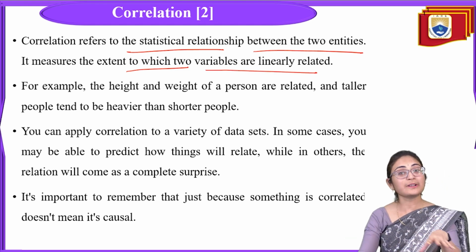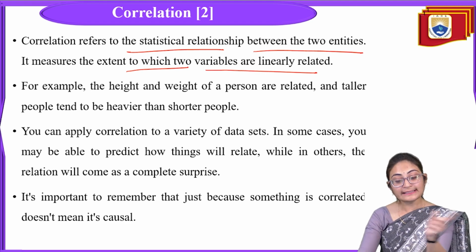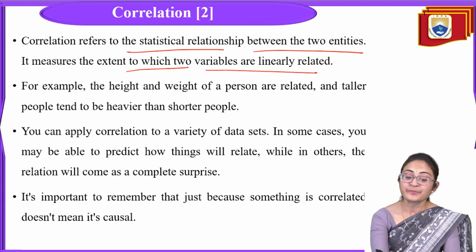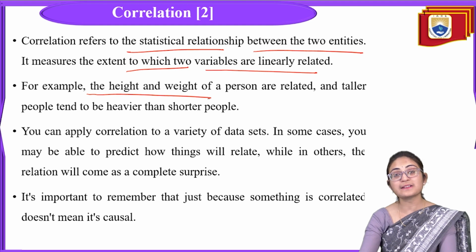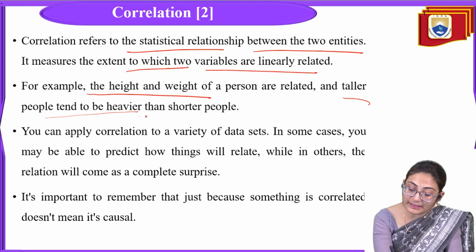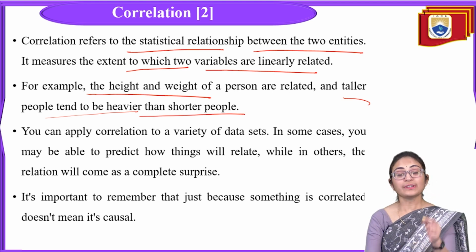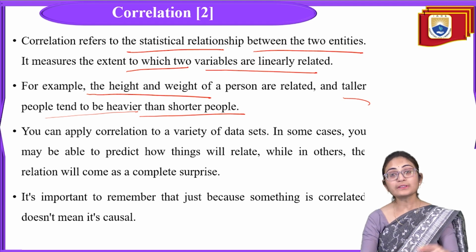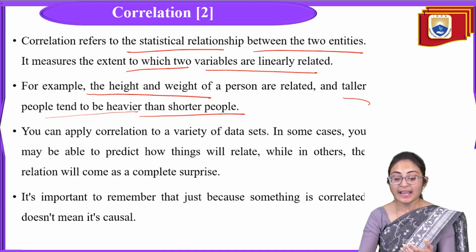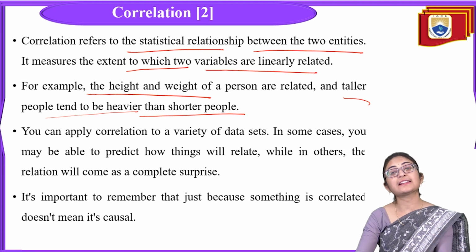Whatever variables you have used, both these variables will relate to each other. For example, we can see the height and weight of a person are related, and taller people tend to be heavier than shorter people. So in the correlation, we can say that height and weight, both variables are related with each other, and taller people are heavier than the shorter people.